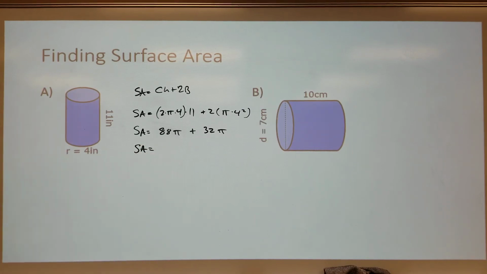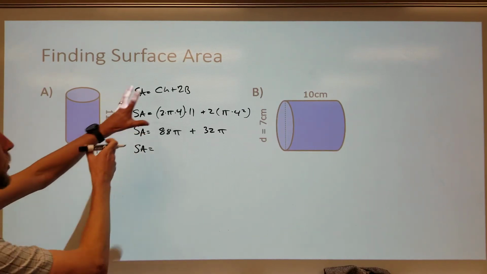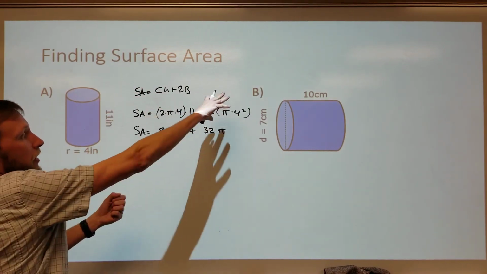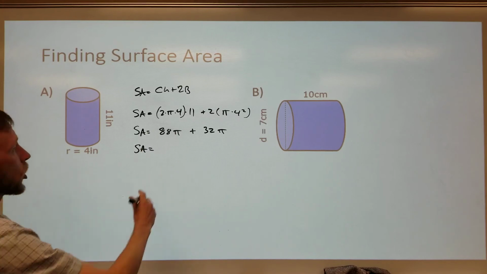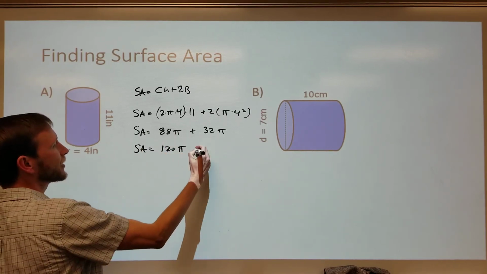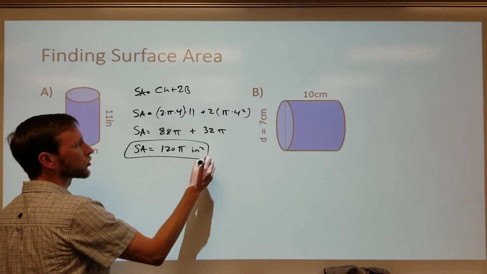We're going to treat pi like it's the variable x. And if we had to multiply and add these things together, we'd say, hey, these are like terms. I've got 88 x's and I've got 32 x's. And when I add those all together, that gives me 120 x's. But it's not x's in this case, it's pi, and we're dealing with square units.